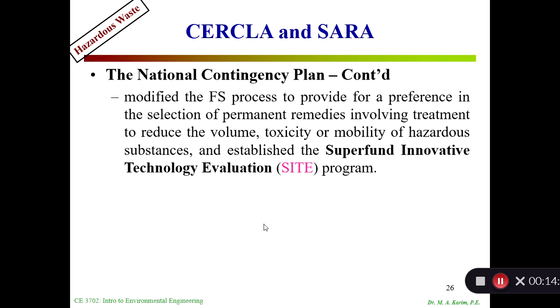It also modified the feasibility study process to provide a preference in the selection of permanent remedies involving treatment to reduce the volume, toxicity, or mobility of hazardous substances, and established the Superfund Innovative Technology Evaluation (SITE) program.